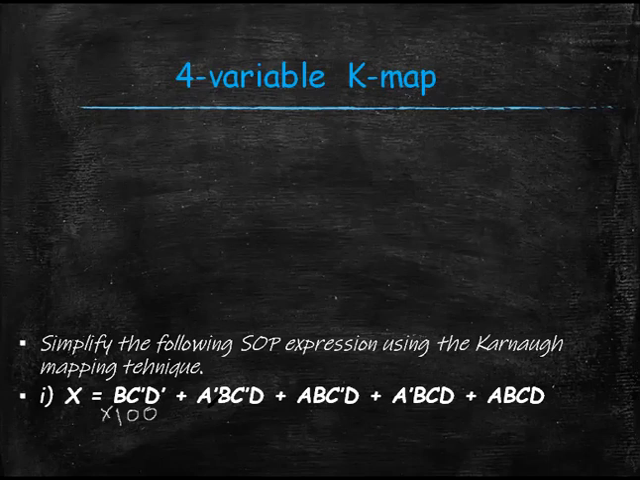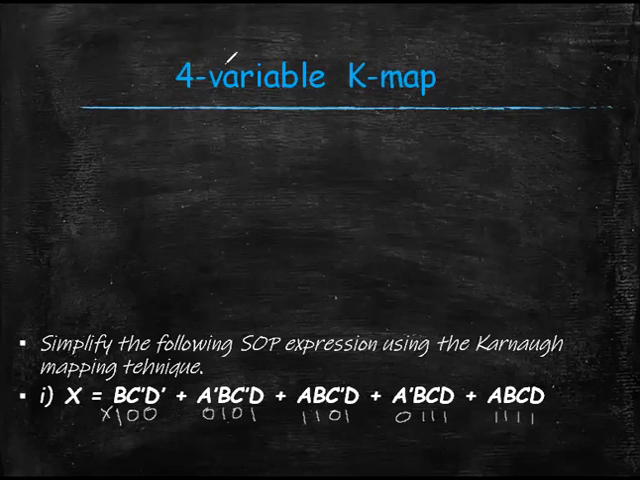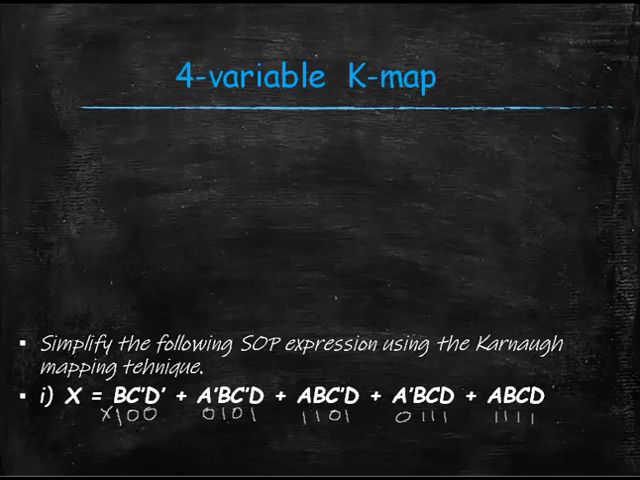in 4 variables, and it is 0 1 0 1, next 1 1 0 1, 0 1 1 1, 1 1 1 1. Okay, this quantity can be expressed as a K-map easily.